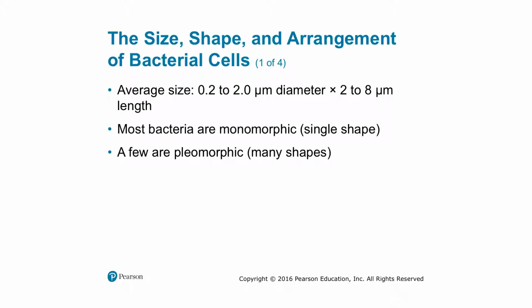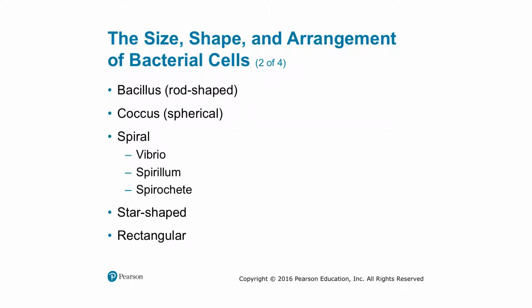The average size ranges from about 0.2 to 2 micrometers in diameter and between 2 and 8 micrometers in length. Most bacteria are monomorphic, meaning they can only have a single shape, but a few are pleomorphic, which means they can take on many shapes. We also have several different general types of shapes that we see.